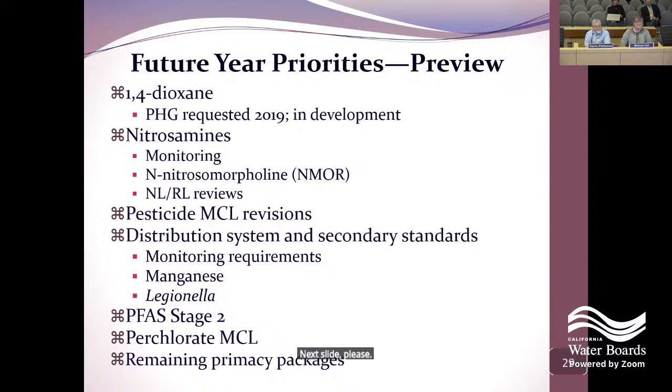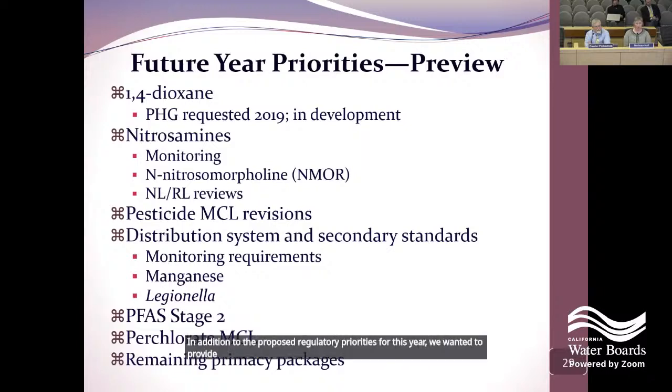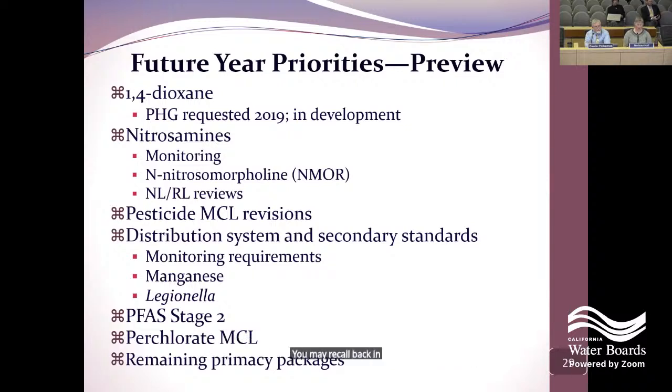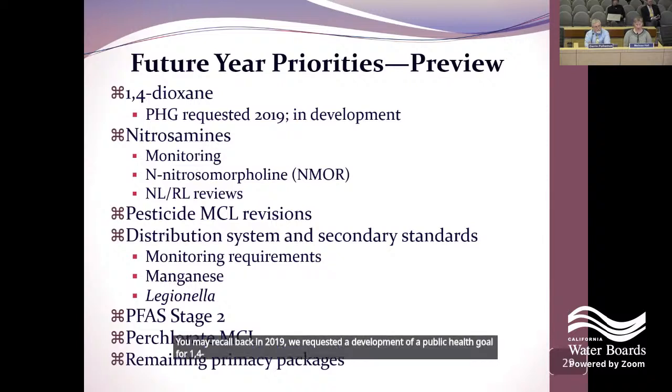In addition to the proposed regulatory priorities for this year, we wanted to provide a sort of regulatory priorities preview of additional topics and contaminants that we're keeping an eye on and setting up for eventual rulemaking. You may recall back in 2019, we requested a development of a public health goal for 1,4-dioxane so that MCL development can proceed. OEHHA is actively working on that. With a lot of the work for PFAS done, they should be able to move along on some of these other requests now more rapidly.